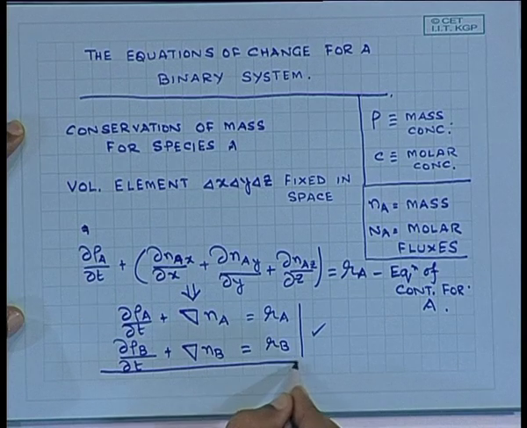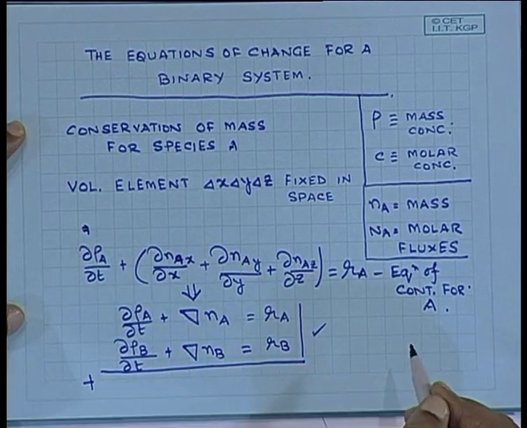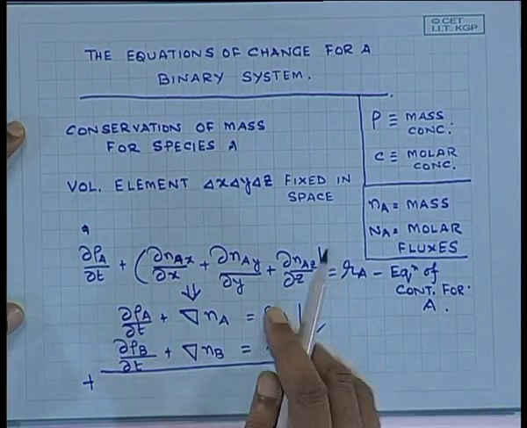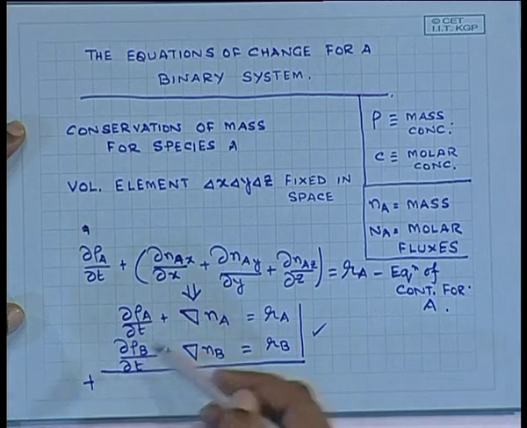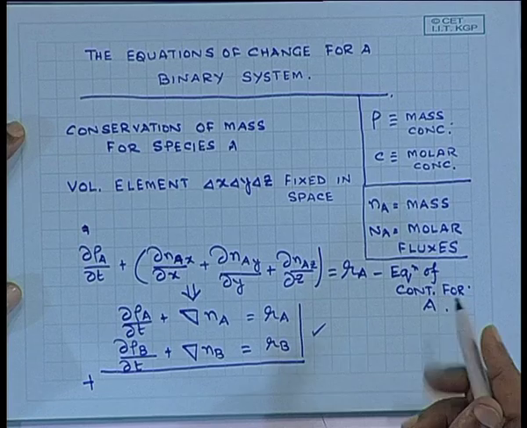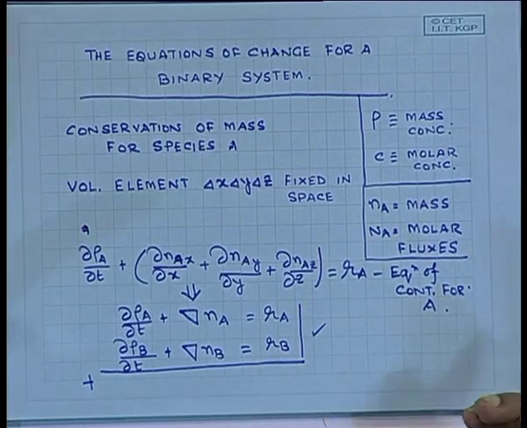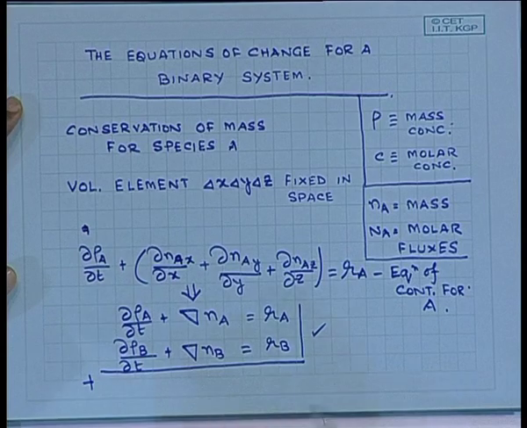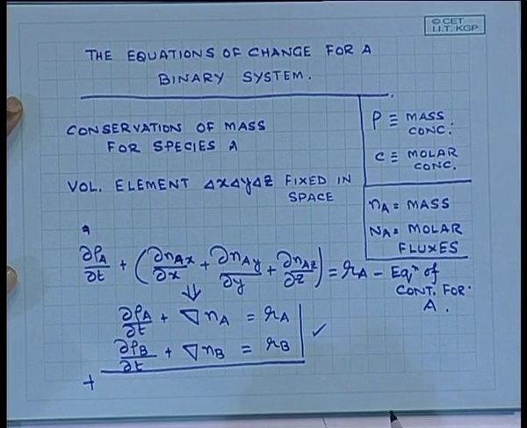What happens if we add them up? If we add this, let us think about the first term, del t of rho A plus rho B. What is rho A plus rho B? Net concentration of the system. So, we express it simply by rho. So, this becomes del rho del t.